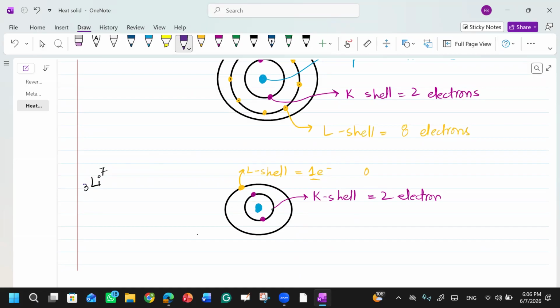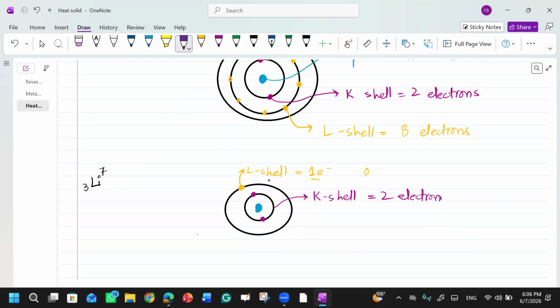In the first shell, what is the capacity of the first shell? How many electrons can be in the first shell? Two electrons. So I filled it with two electrons, right? And how many electrons are left now? One. For lithium we need to fill three, so we just filled two. Now one is left, so that one will be filled in the next shell.